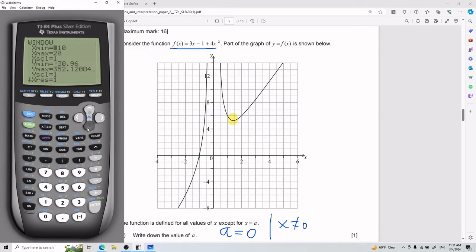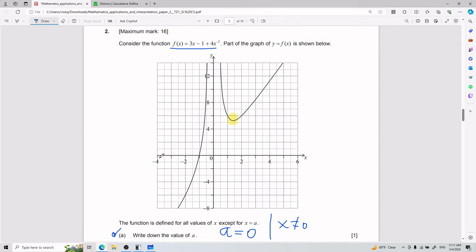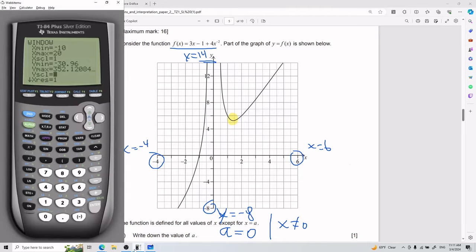Now, a quick tip: if you're not sure what values to put here, sometimes they give you values. So I'm going to put a minimum of x equals -4, a maximum of x equals 6, a minimum of y equals -8, and a maximum of y equals 14. So there, just like that, I can go back here and put minimum -4, maximum 6, y min is going to be -8, and this one's going to be 14.